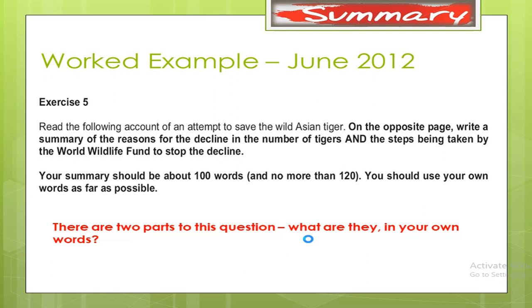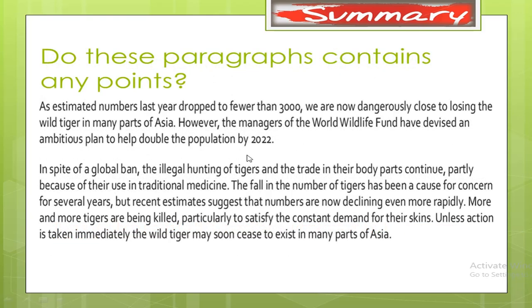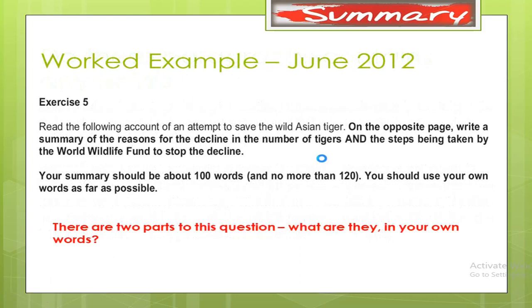Here, there are two important things. One is the two keywords in the question. Write a summary of the reasons for the decline of the tigers. That is very important here. Secondly, the steps being taken by the World Wildlife Fund to stop the decline. These are the two points.